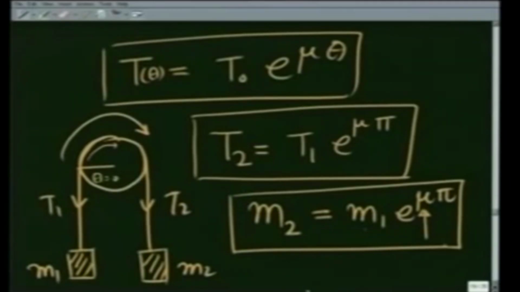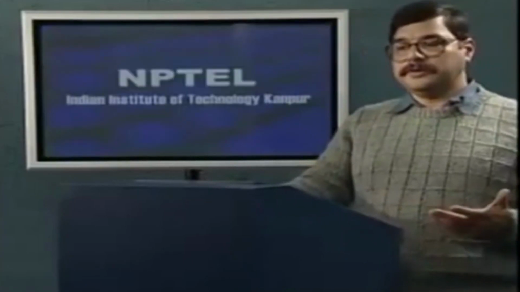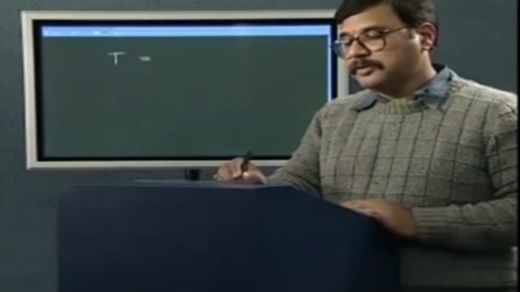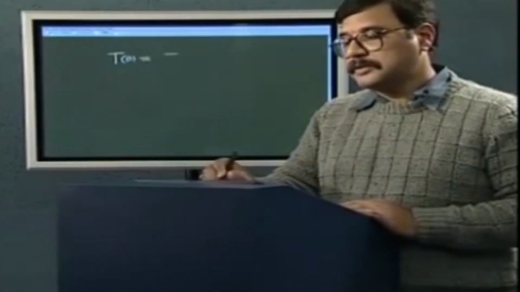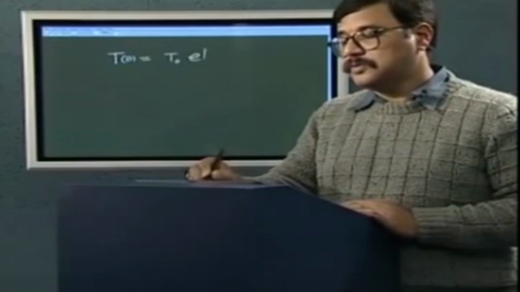In fact, unconsciously, if you recall, you have been using it. Suppose you tie a rope or a clothesline in your backyard. You generally put it on the nail and wrap it around a few times. You are unconsciously using the fact that tension as angle goes up goes as T0 e raised to mu theta, so that with a very small force on one side, you can balance a large force on the other side.